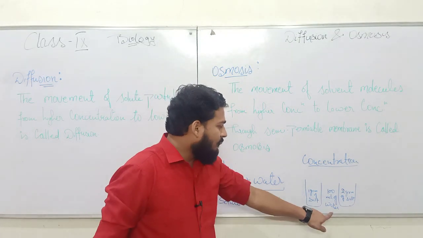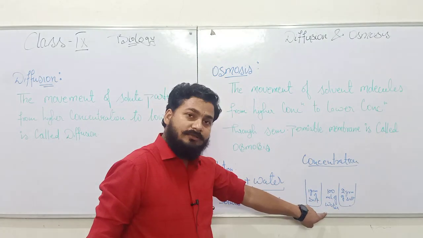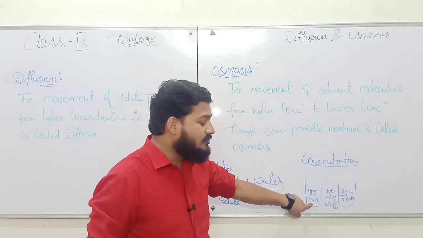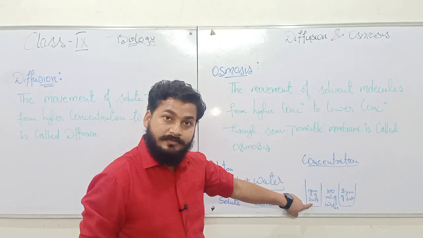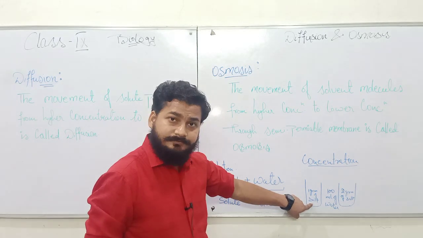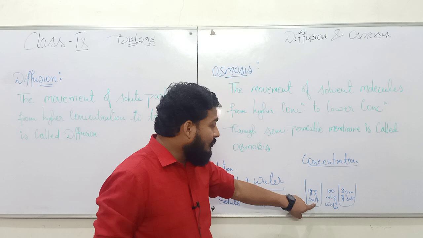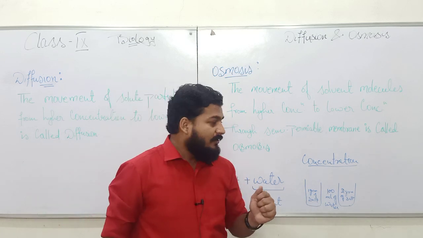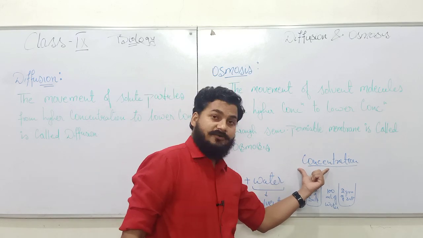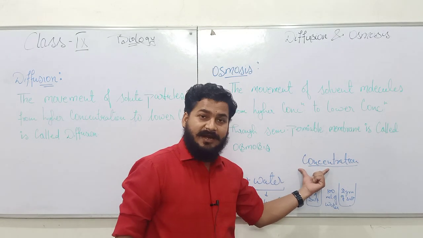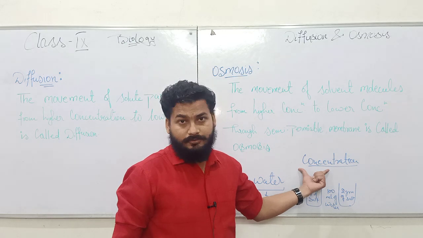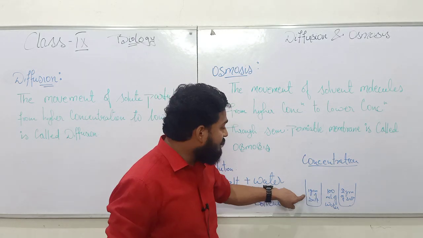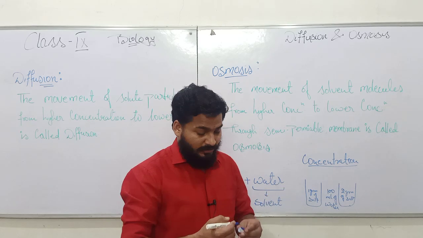So we see the amount of water in both the cases is same, but the amount of salt which has been dissolved is different. This means the amount of solute is varying, and when the amount of solute is varying, there comes a term called concentration. Concentration is defined as amount of solute dissolved in a solvent.